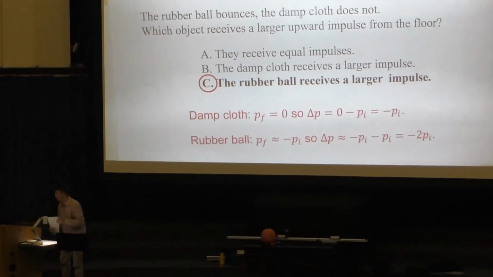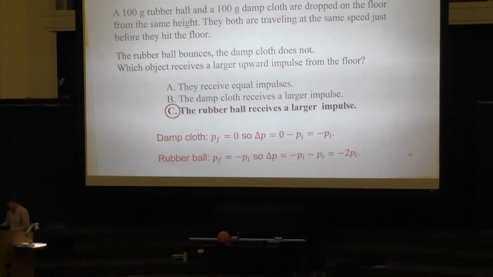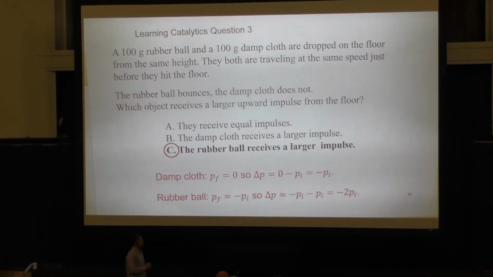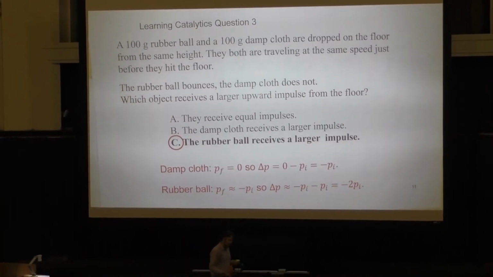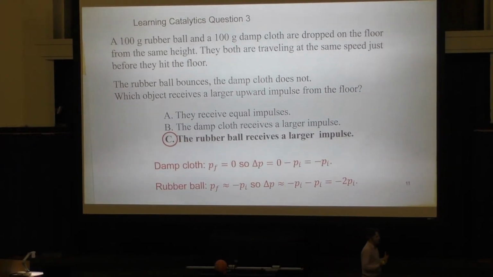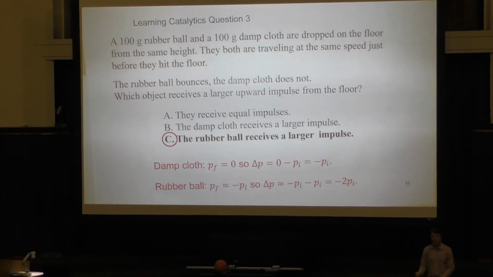Now, this was a bit tricky. This is not necessarily about the duration of the time. I think I heard some reasoning that maybe the damp cloth would take a longer time to impact? Not really sure. But in fact, I'm not asking you about the force of the floor on the object. I'm asking about the total impulse. And the total impulse is simply the change in momentum. Those are equal. That is the impulse momentum theorem.